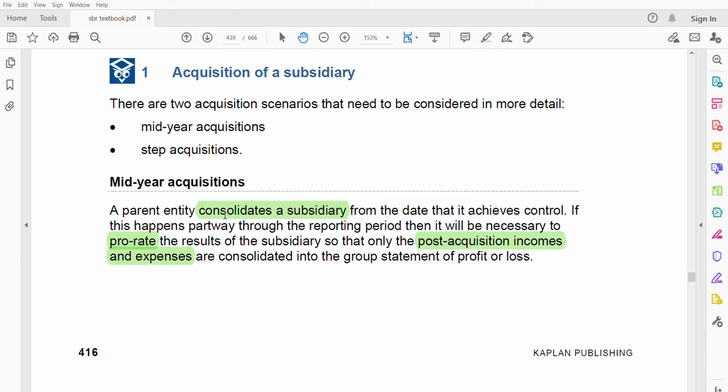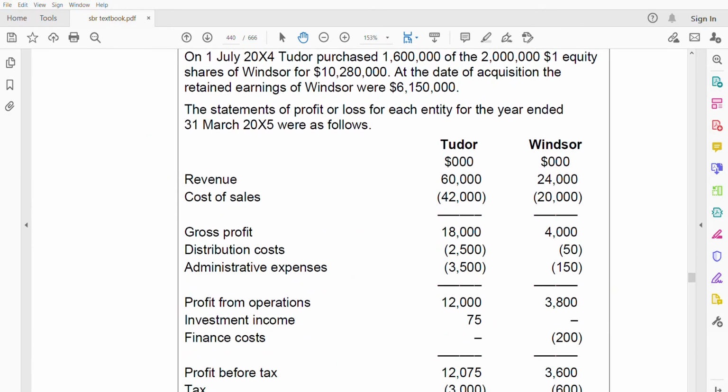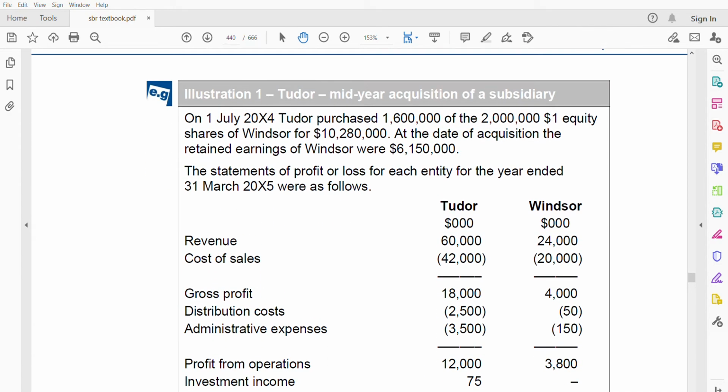For example, you have bought an entity just 3 months before the reporting period end. That means that entity is your subsidiary only for the last 3 months. So when you're consolidating, the income and expenses you are taking are only for the last 3 months, not the whole income and expense. The illustration will be in the second part, where we'll be doing questions.